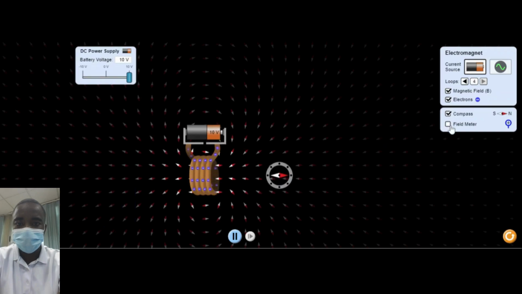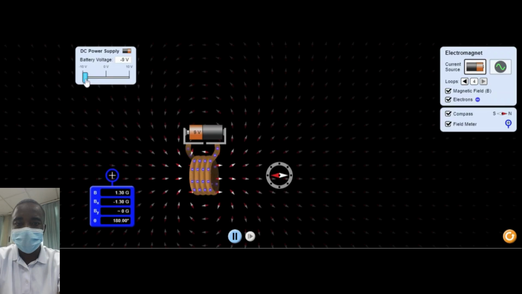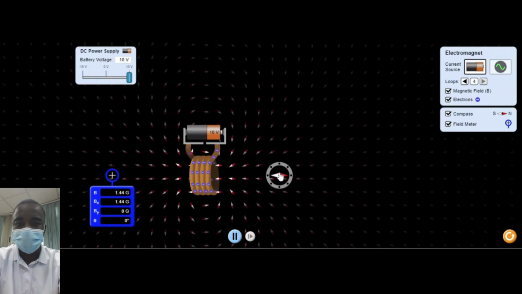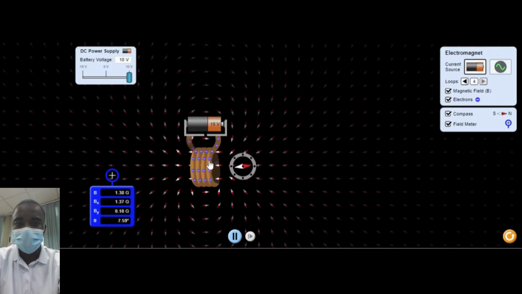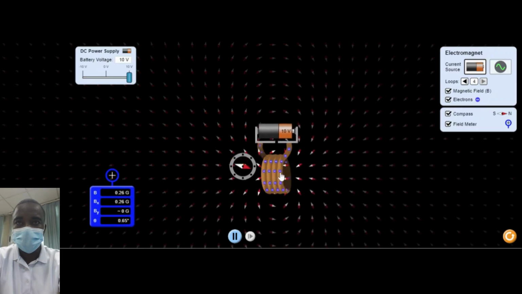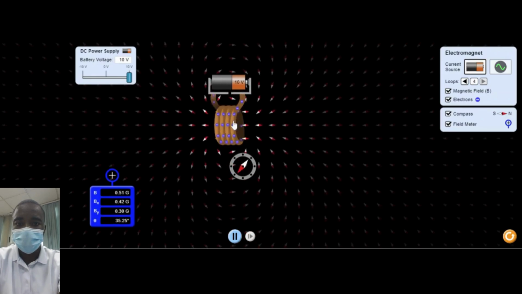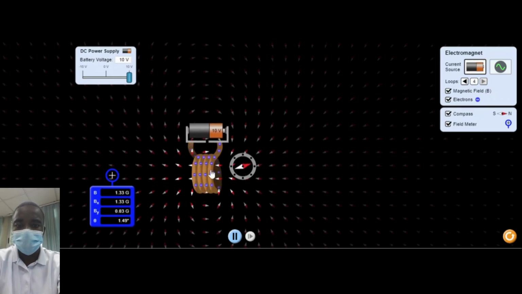The transformer part of the simulation allows students to explore the principles of voltage transformation. By using an electromagnet to create a magnetic field and a pickup coil to detect the induced EMF, students can observe how the voltage can be transformed from one value to another. This interactive feature helps students understand the concept of transformers and their role in electrical systems.